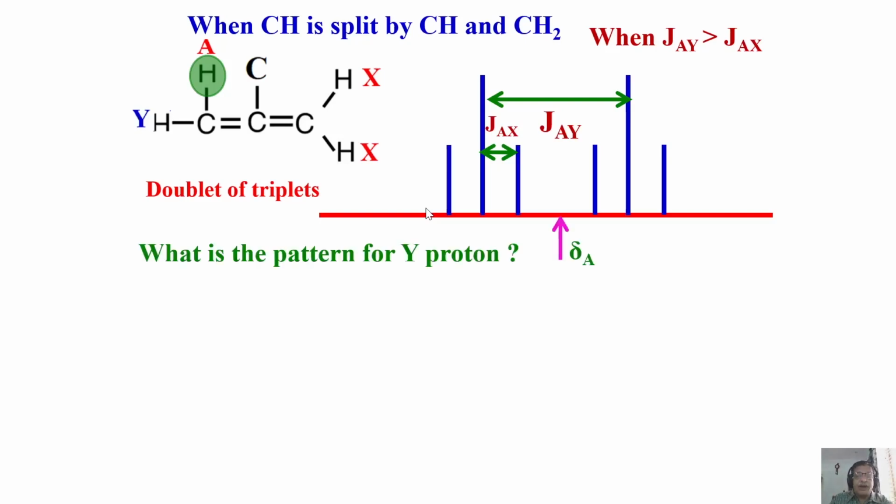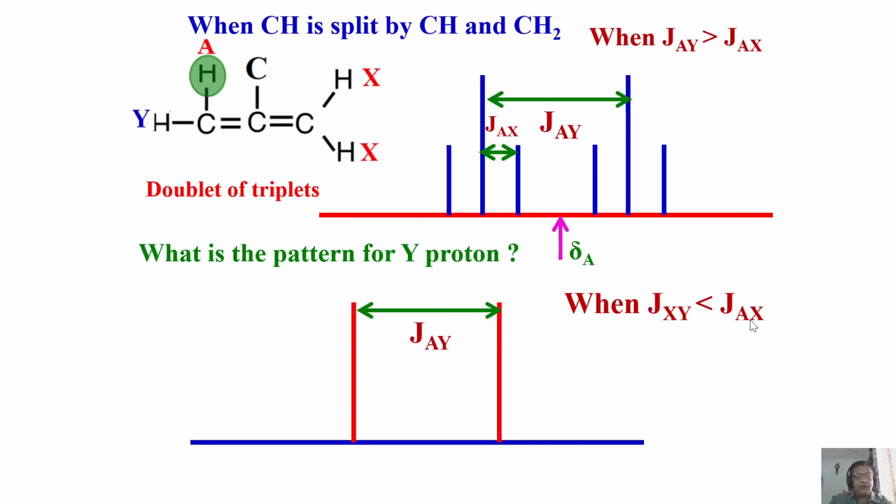Okay, so what is the pattern for Y? Remember, in this case AY is larger than YX. It should not be X, it should be YX. This is the larger coupling AY, and this is XY. When this XY coupling is over 1, 2, 3, 4 bonds, it is much smaller. The pattern is similar to this. It is also a doublet of triplets. The only thing is, in this case, this coupling was slightly larger than this coupling, so the triplet separation becomes much smaller. That's all. But the pattern is a doublet of triplets even for this.